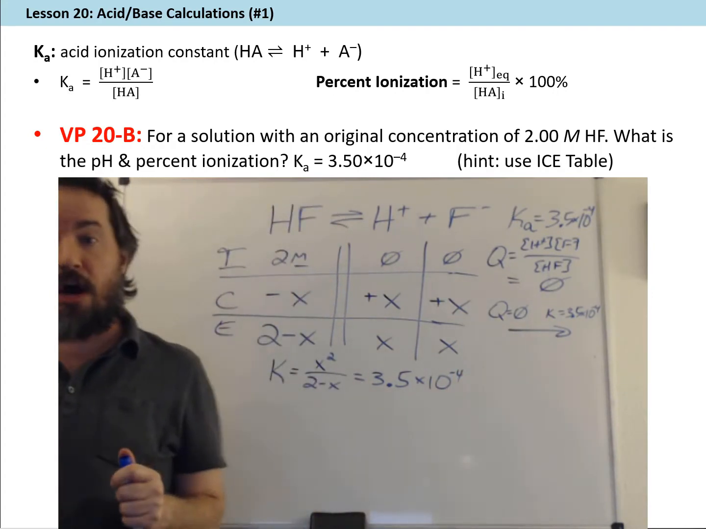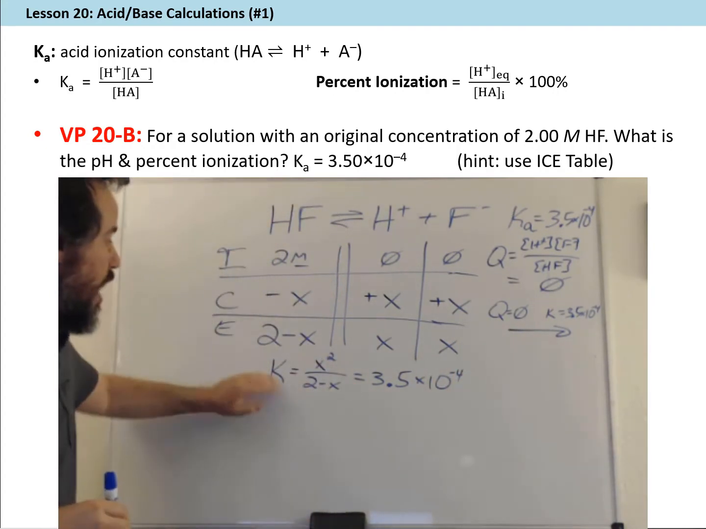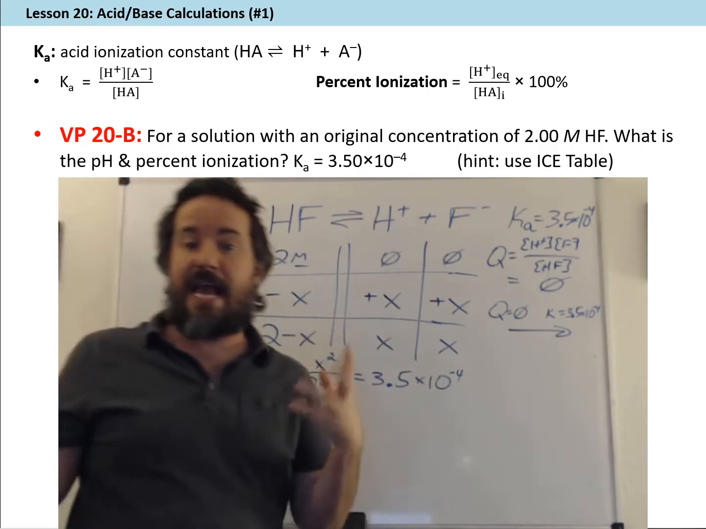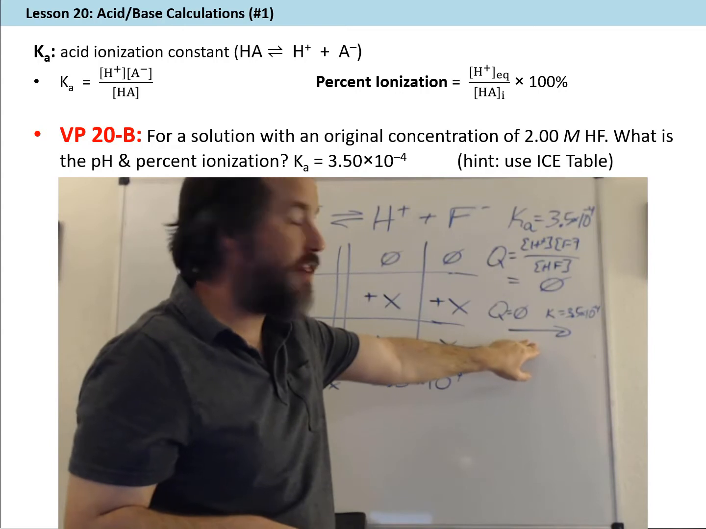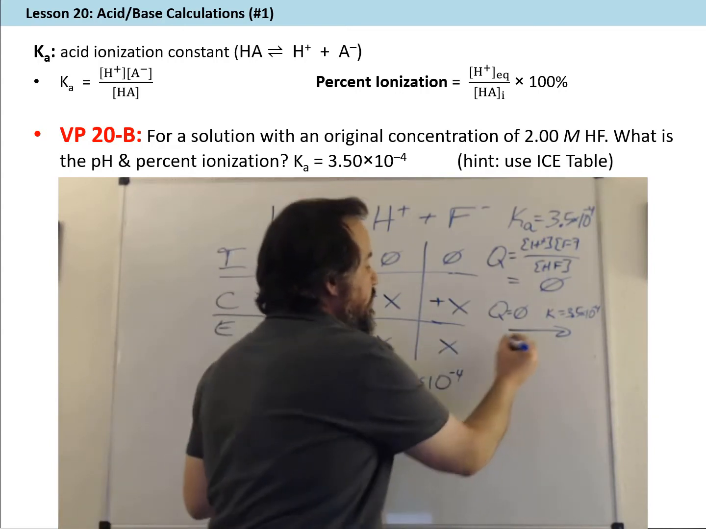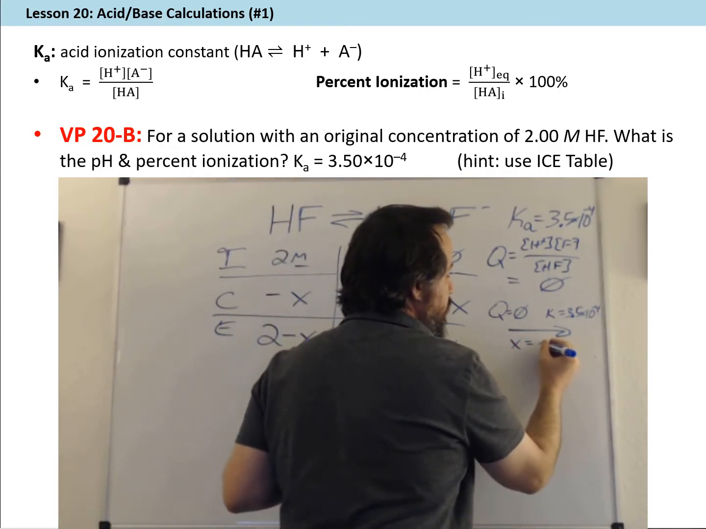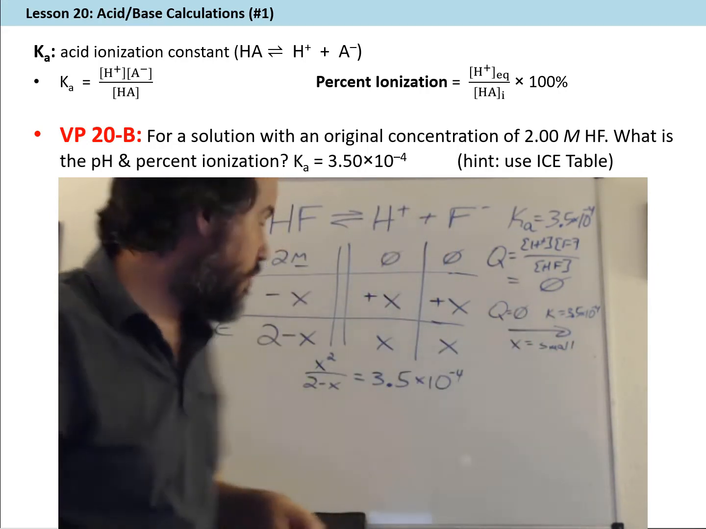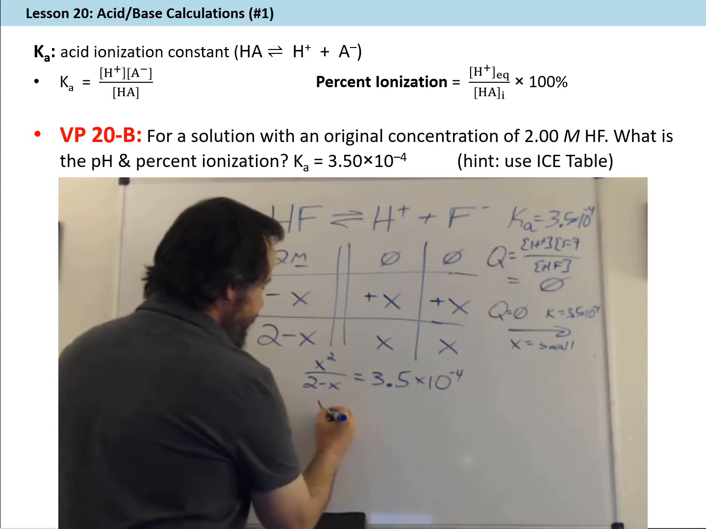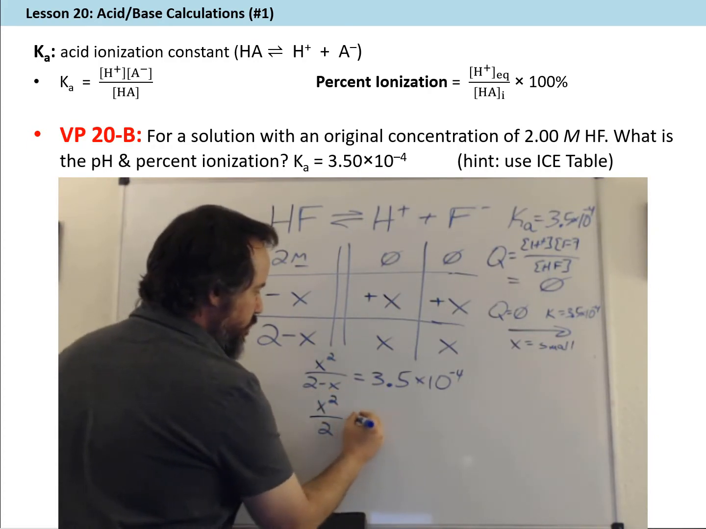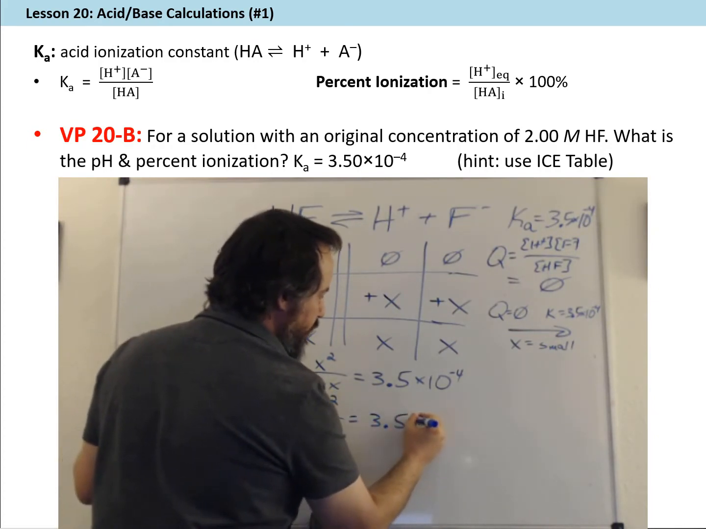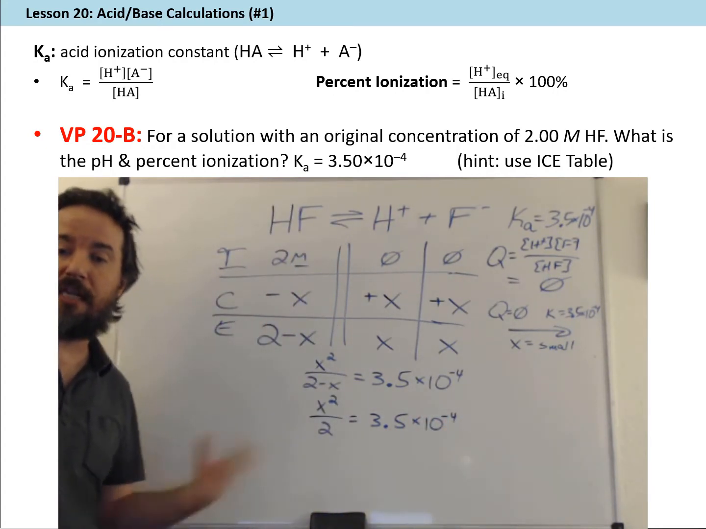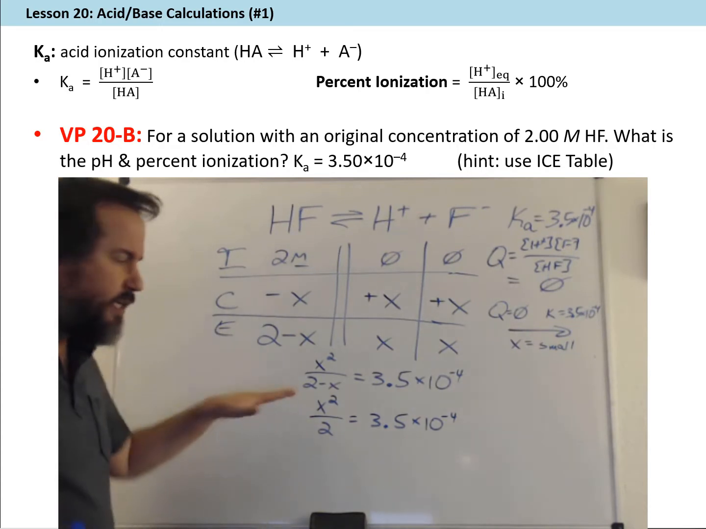All right, so now I can go ahead and use this. Now, can I use the fact that x is small? Yes, because both of these are less than 0.01. Okay, so that means I can just say that x squared over 2 equals 3.5 times 10 to the minus 4. I'm going to have to go back and check this assumption later. I'll do it at the very end, but this is key.